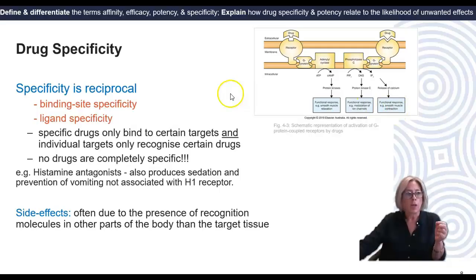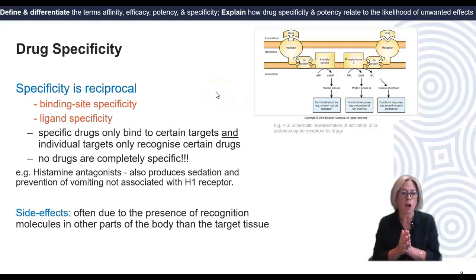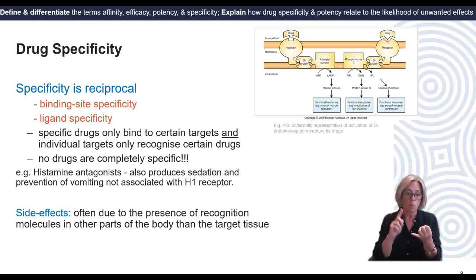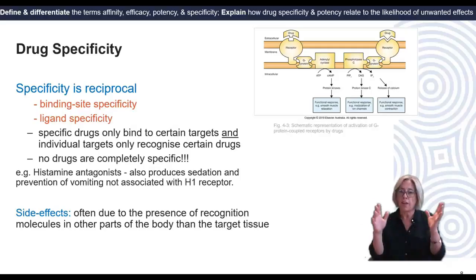Okay, now if it were possible to design a drug that was 100% specific, it would have one singular molecular target, it would act at a singular site, and it would only have one effect. And that is pretty much impossible to do. And we've given you an example here of the histamine antagonists. Now, it doesn't matter if you don't know what an antagonist is at the minute, but it is also known as a blocker. So it's a drug that blocks the binding of the endogenous ligand. In this case, it's histamine to the histamine receptor.